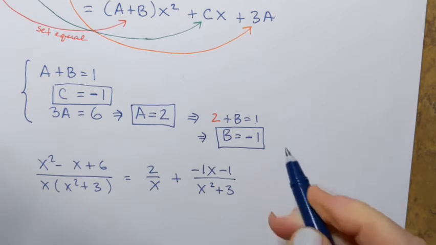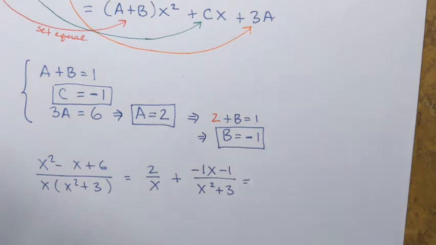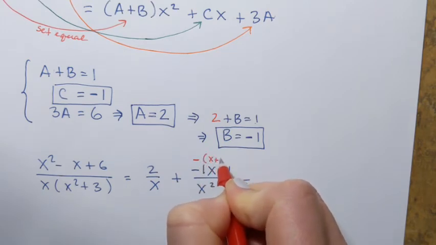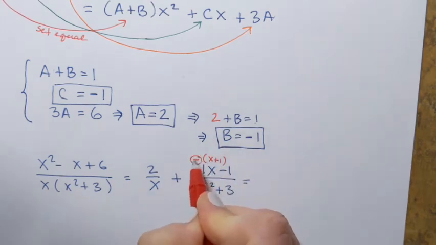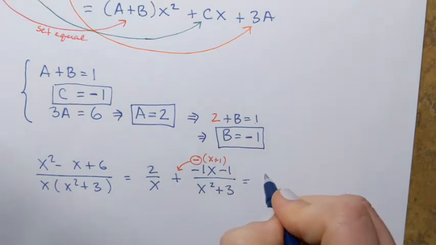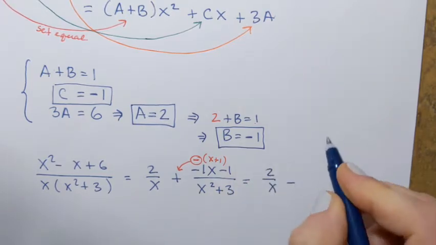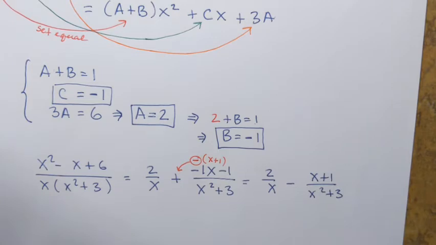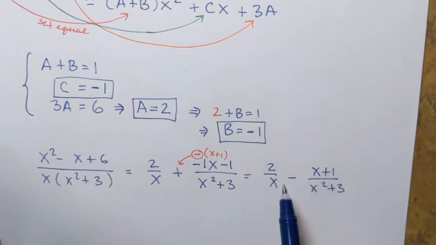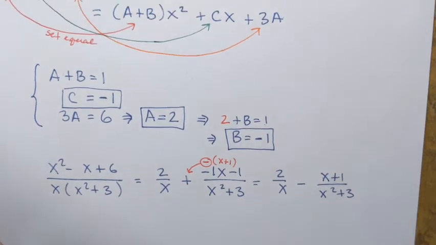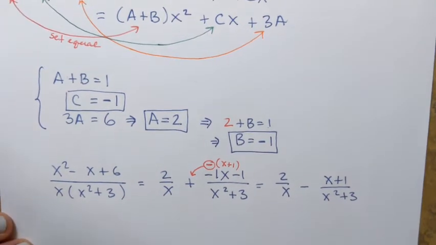And over here, I think it's going to be easier if we factor out negative 1. If I pull out the negative sign, it's going to be just x plus 1. And that negative sign I can place right here. So that's 2 over x minus x plus 1 over x squared plus 3. And once you decompose, once you create partial fractions, then you're ready to integrate. Let's try to integrate. I'm going to start a new page.